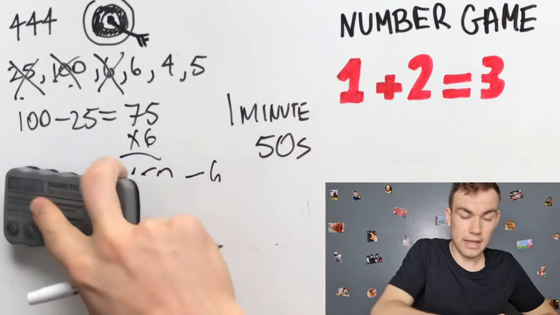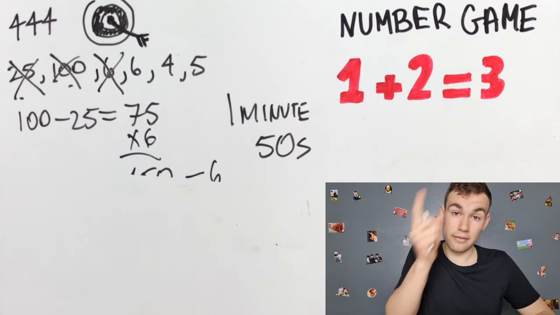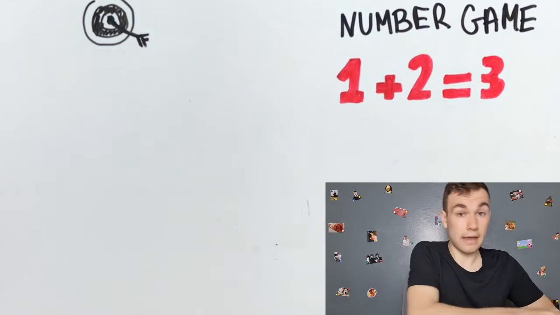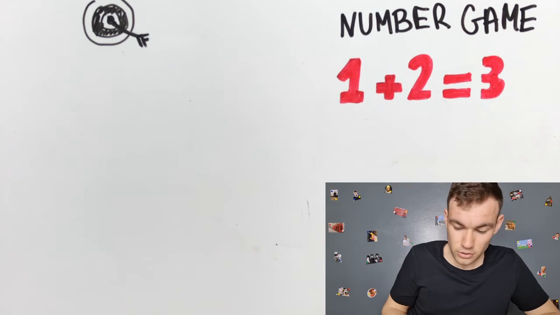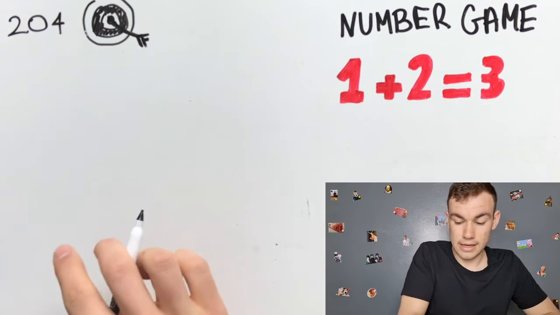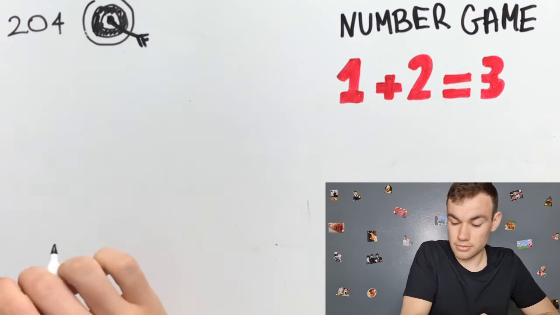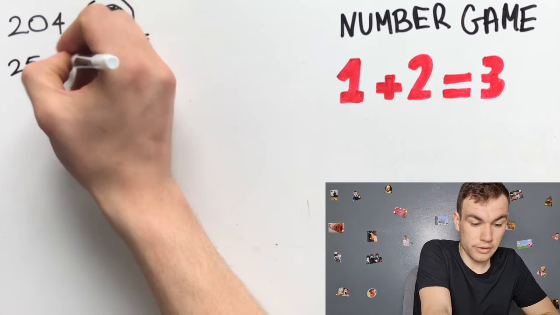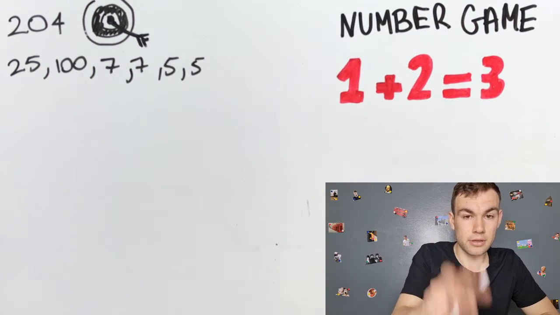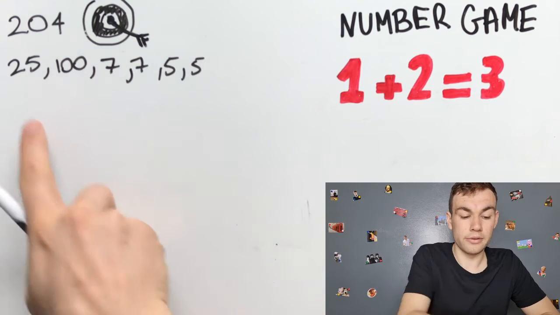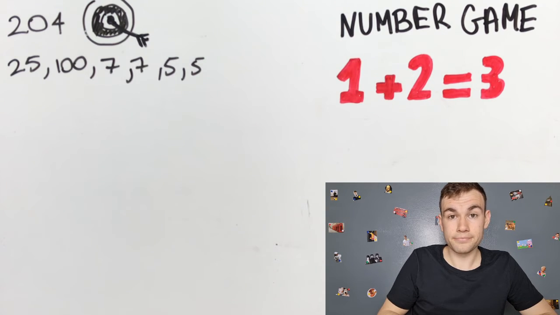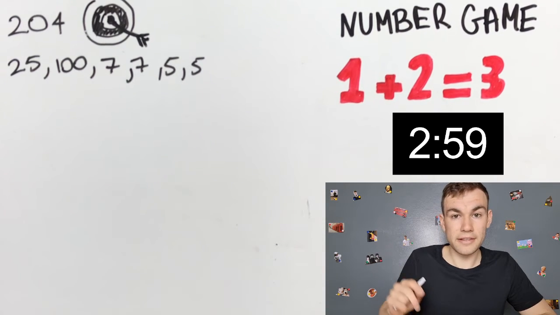Yes, okay. So that game was a little bit harder than the first game. I have one more game. Let's see if it is harder or easier. Okay, this time the big number is 204 and the 6 smaller numbers are 25, 100, 7, 5, and 5. So we have 2 5s, 2 7s, 1 100, and 1 25. Okay, timer for 3 minutes. Are you ready? 3, 2, 1, let's go.